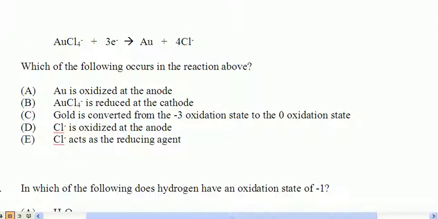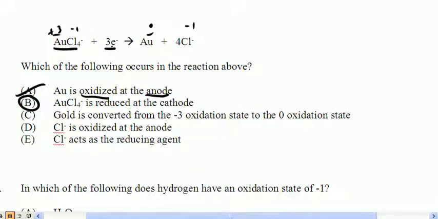And which of the following occurs in the reaction above? So what we really have to do in these problems is uncover the oxidation states before we begin. After you do that, that would be plus 3, that's minus 1, that's 0, and that's minus 1. So choice A says Au is oxidized at the anode. Oxidation does happen at the anode because of An Ox Red Cat, but Au is reduced from plus 3 to 0, so that can't be the case. AuCl4 minus is reduced at the cathode. This is going to be the answer.